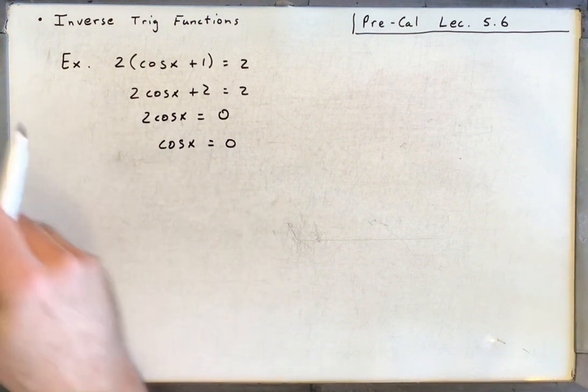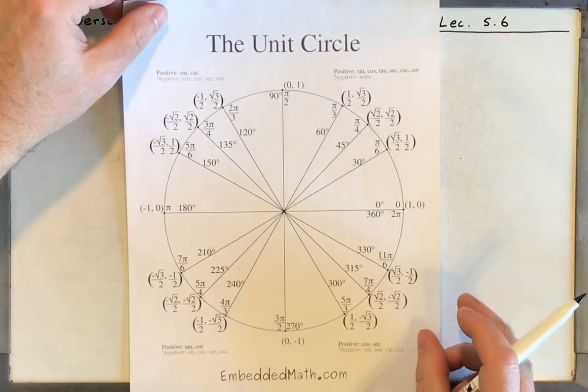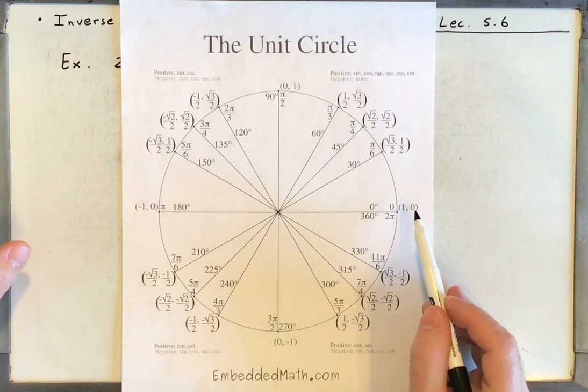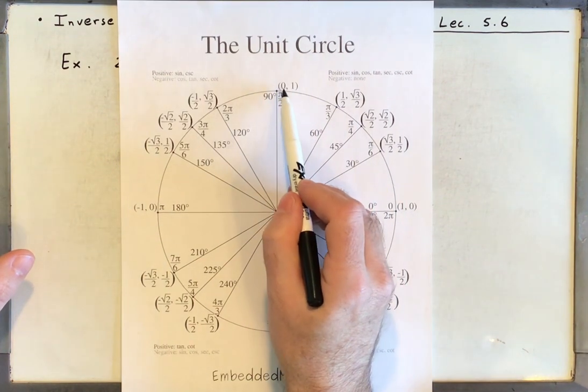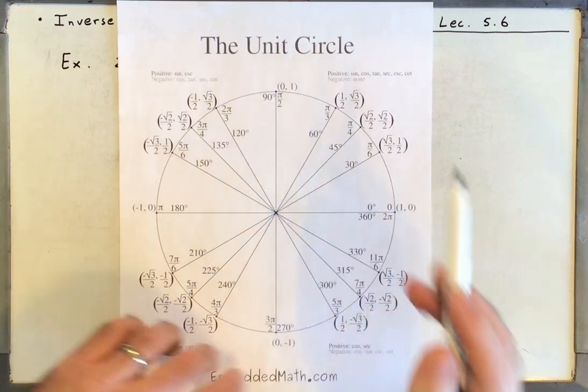Okay, so let's take a look at the unit circle, and we can see that cosine is 0 at pi over 2. Okay, remember cosine is the first one, so at pi over 2 it's 0.